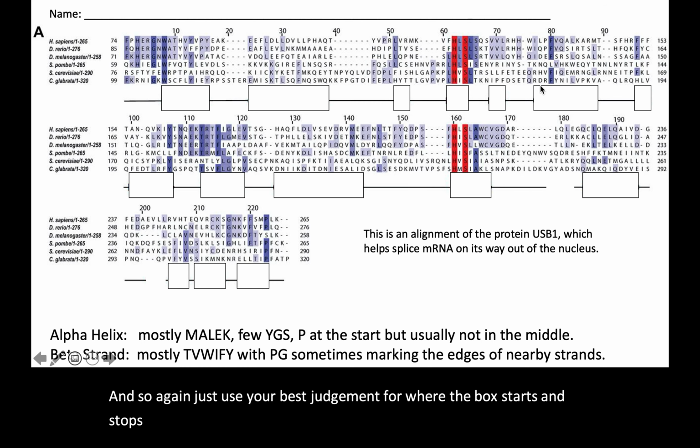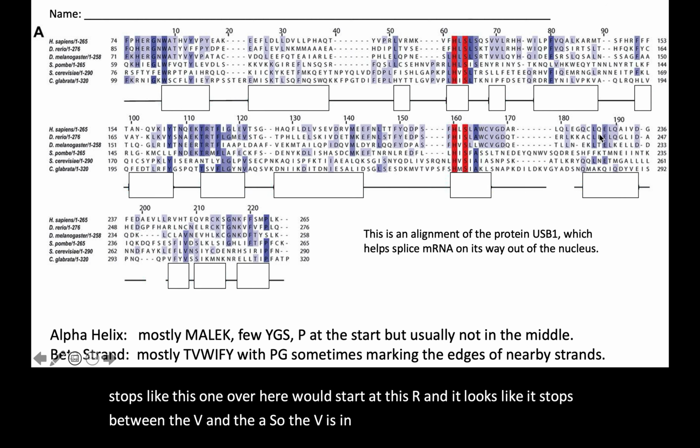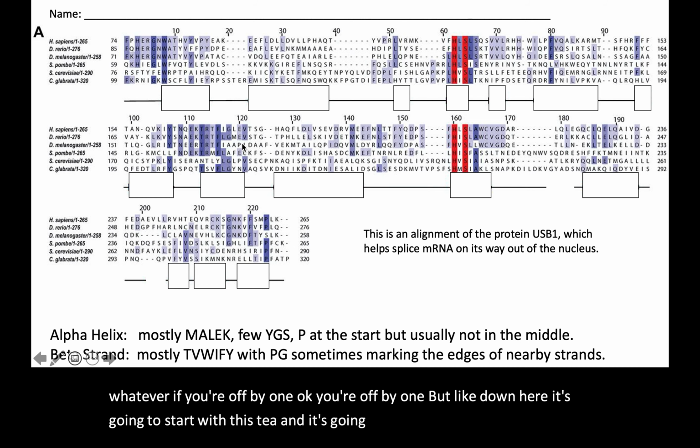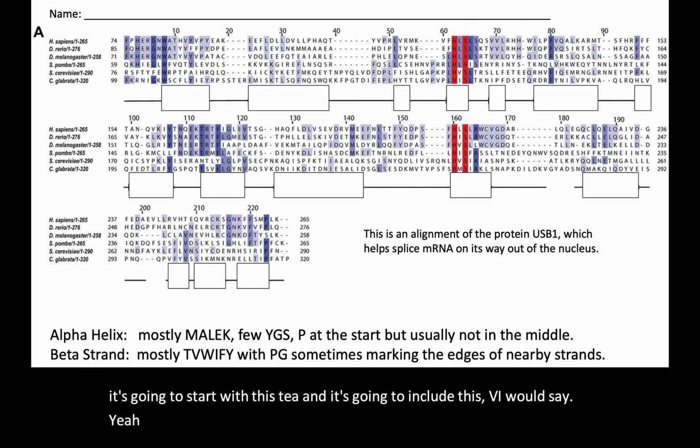Like this one over here would start at this R, and it looks like it stops between the V and the A. So the V is in the box, the A is outside of the box. And whatever, if you're off by one, okay, you're off by one. But down here, it's going to start with this T, and it's going to include this V, I would say. Yeah, that's all for now. Do this assignment, and then let's see how it goes.